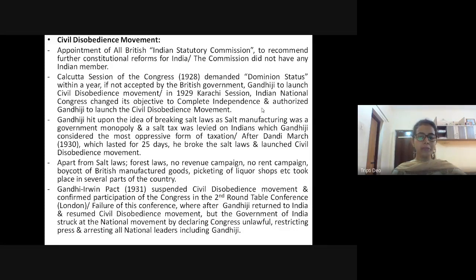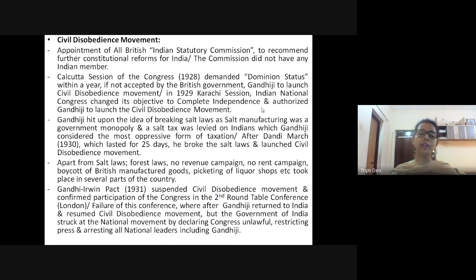If not accepted by the British, Gandhi would launch the civil disobedience movement. In 1929, at the Karachi session, these are the Indian National Congress sessions, the Congress changed its objective to complete independence and authorized Gandhi to launch the civil disobedience movement. So the first two points are basically the precursors, the main events before Gandhi started the civil disobedience movement.